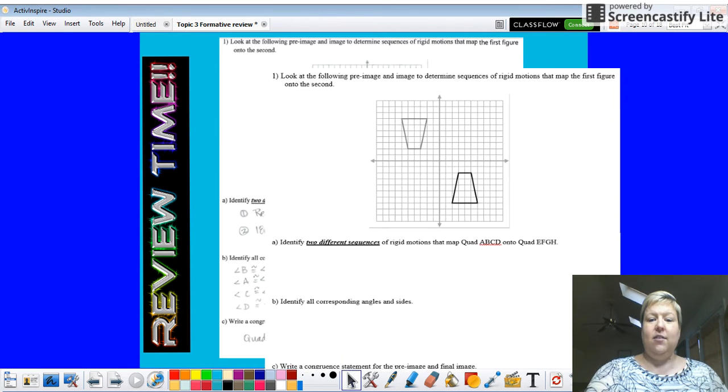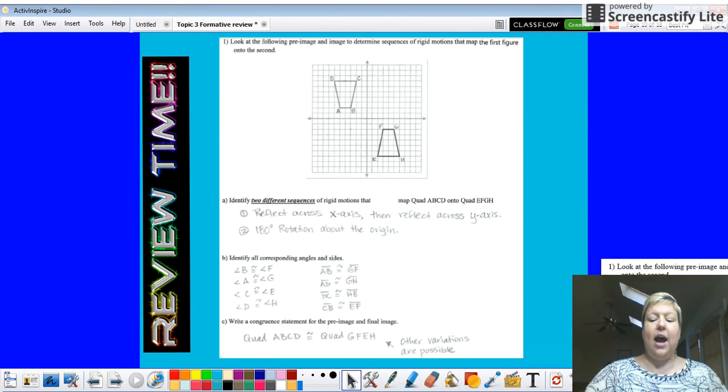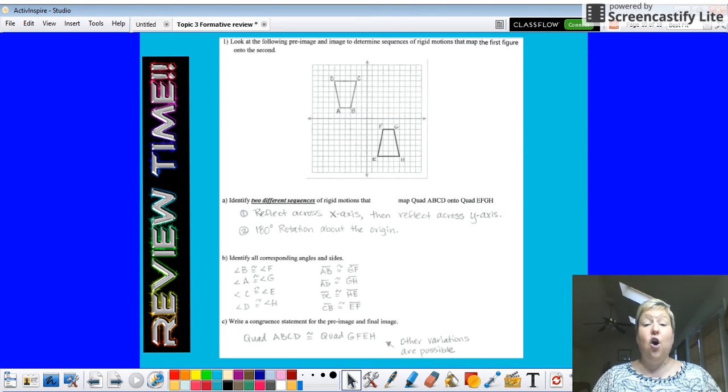If you take a look at my answer key, the second part asks you to identify all the corresponding angles and the corresponding sides. The only thing that you need to make sure about is that when you map those figures, you watch the order of your letters.